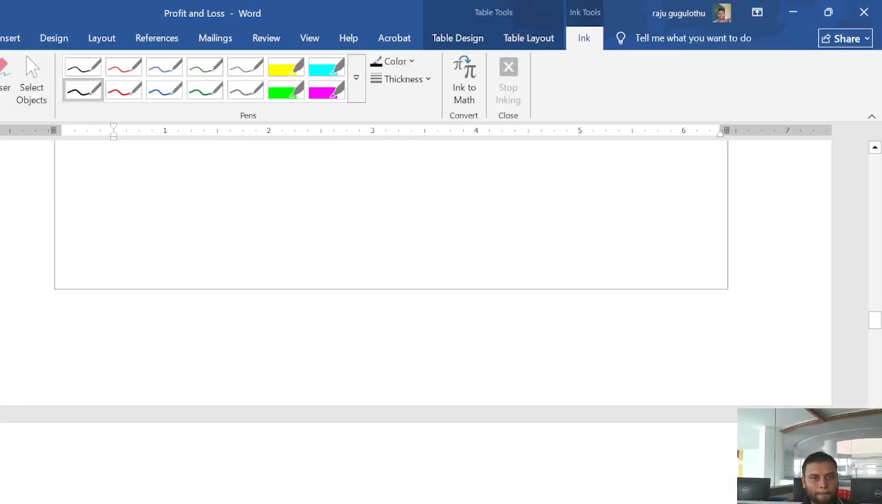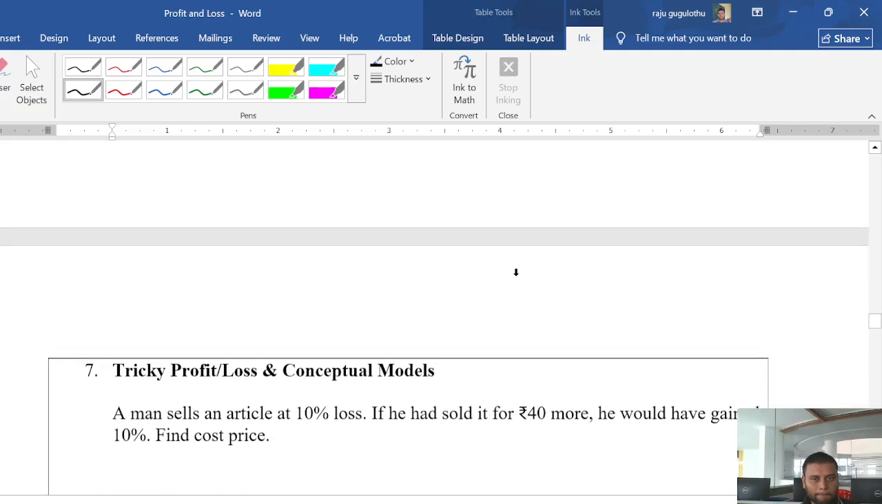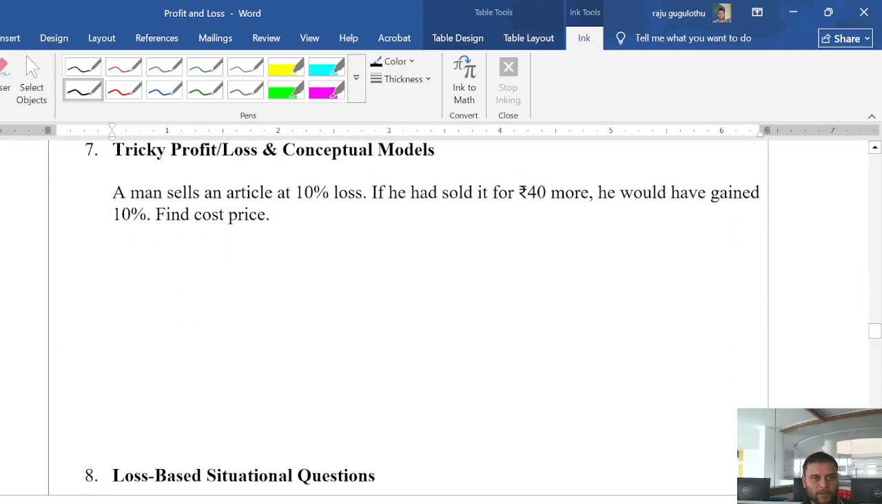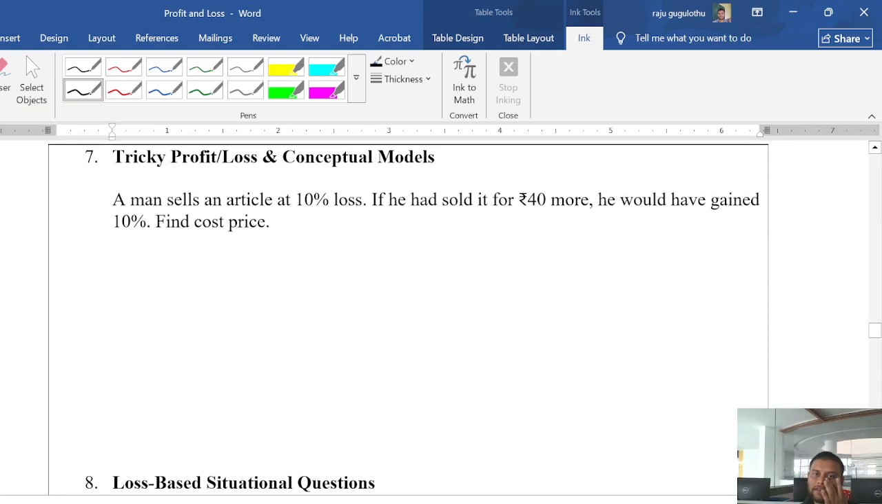Next question, friends. Okay, this is a profit and loss conceptual model. A man sells an article at 10% loss. If he had sold it at 40 more, he would have gained 10%. Similar question, I think. Let us try to answer this question. I hope this will help us.